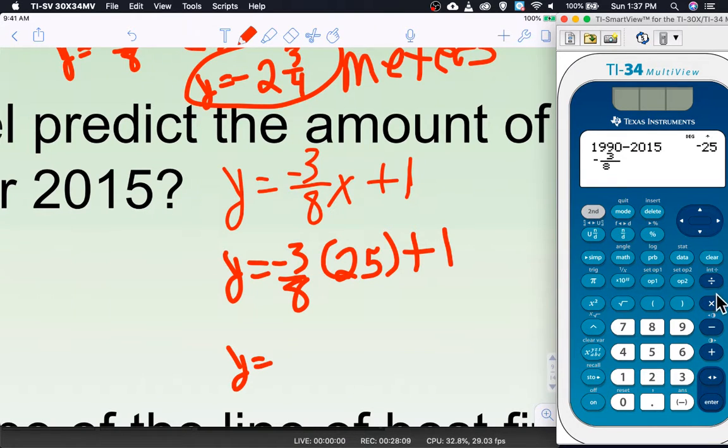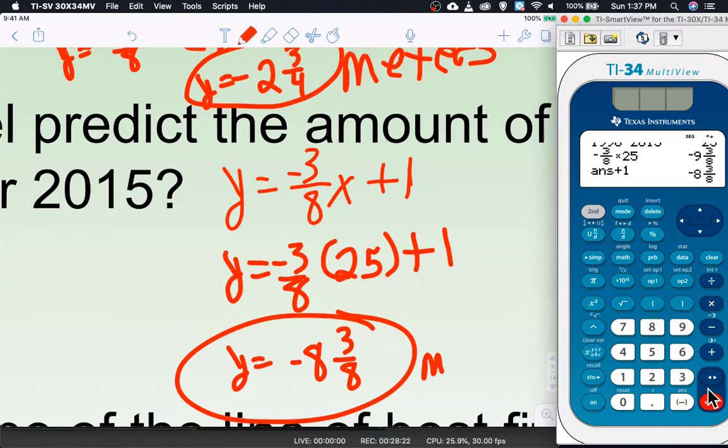-3/8 times 25 plus 1 is -8 3/8. So they lost 8 3/8 meters of ice. And that's a lot. That's a lot of ice. 8 meters is like 30 feet almost.